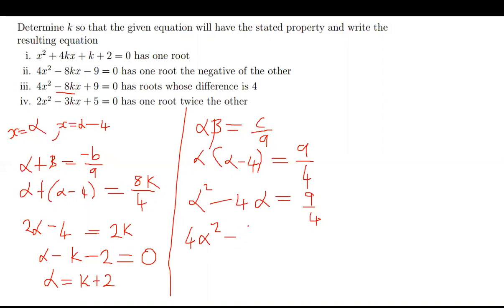So this is 4k alpha minus 4 alpha squared minus 16 alpha, then is equal to 9. And then when you take this 9 to the other side of the equal sign, you're going to have 4 alpha squared minus 16 alpha minus 9 being equal to 0.